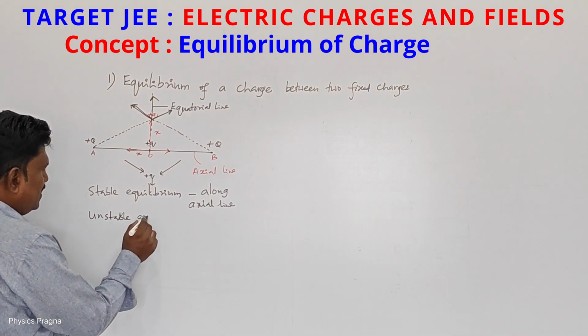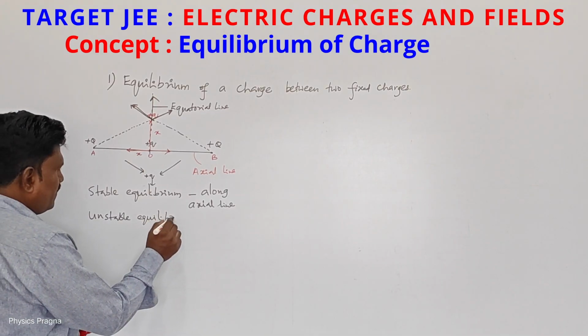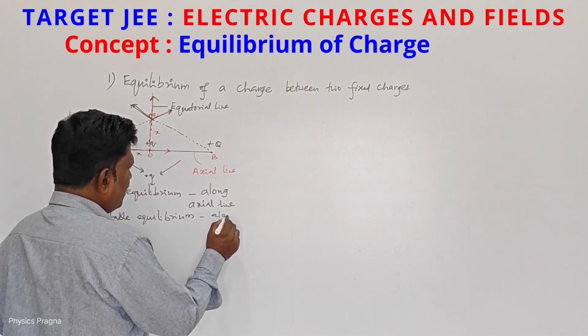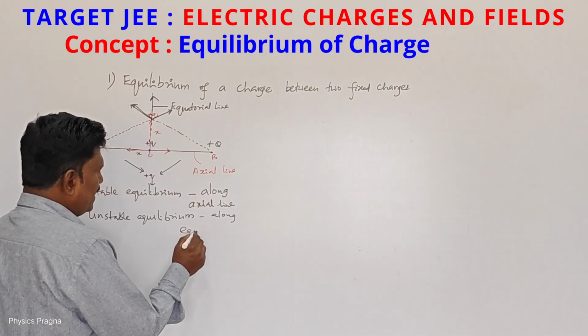The unstable equilibrium point lies along the equatorial line.